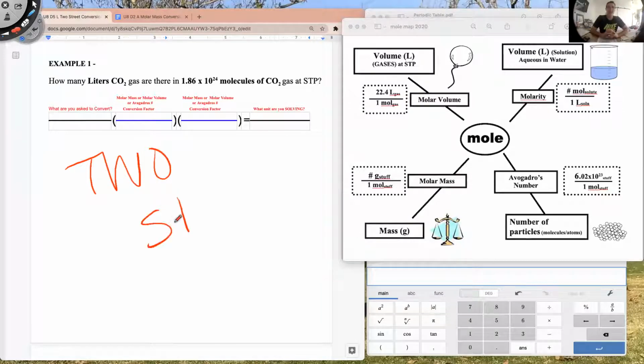Two streets, ladies and gentlemen. The two streets correlate to the two conversion factors.